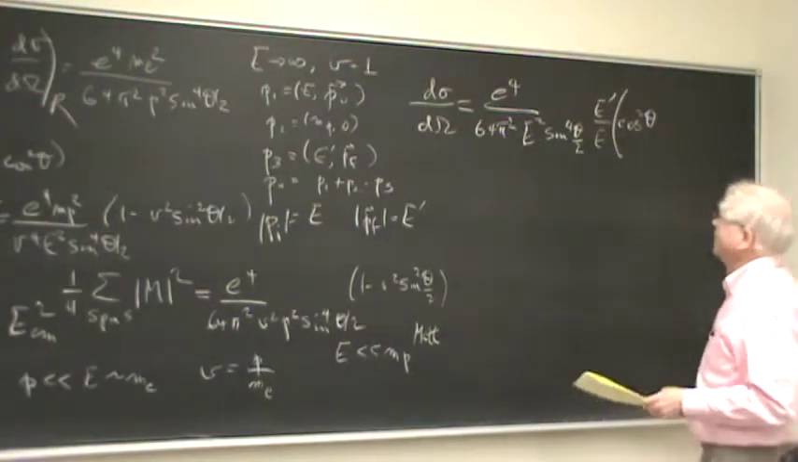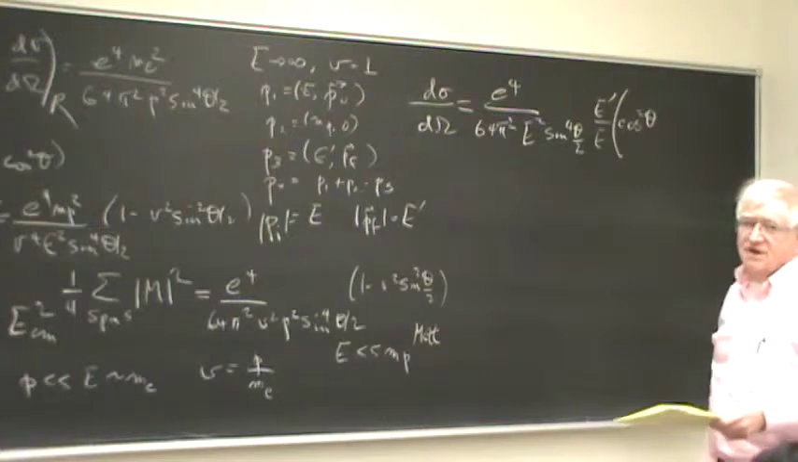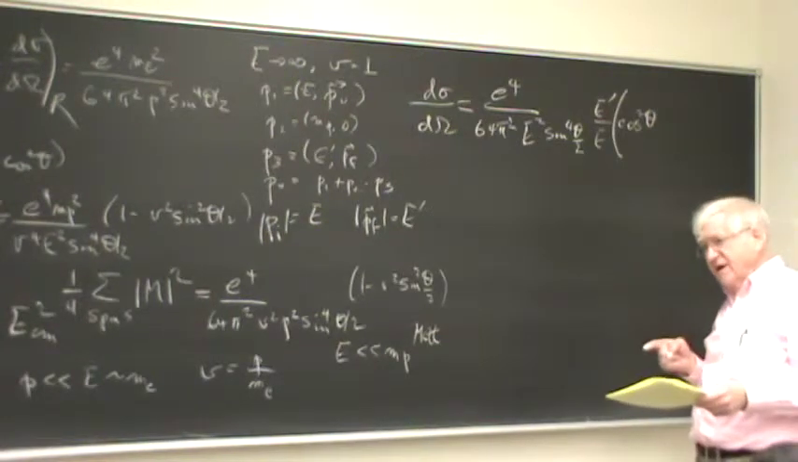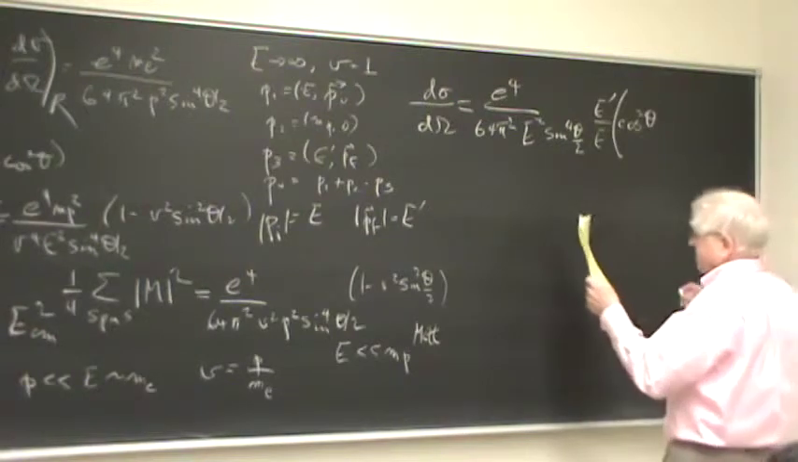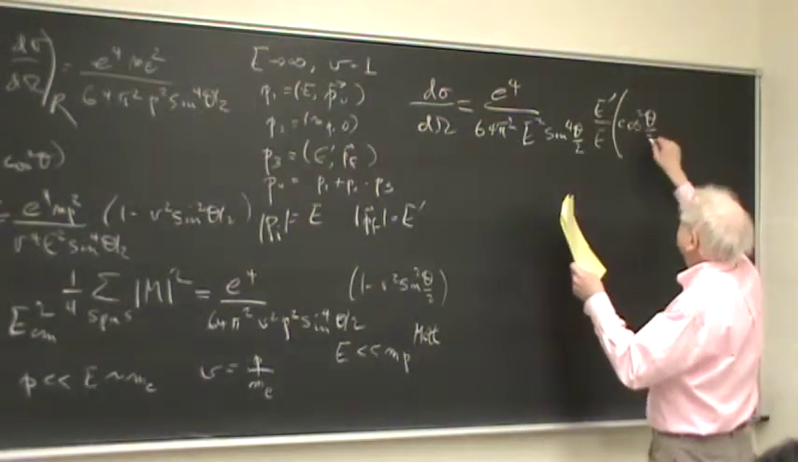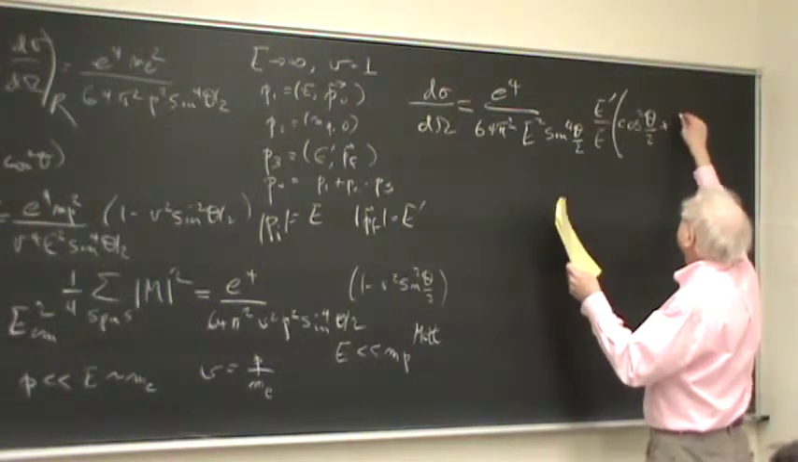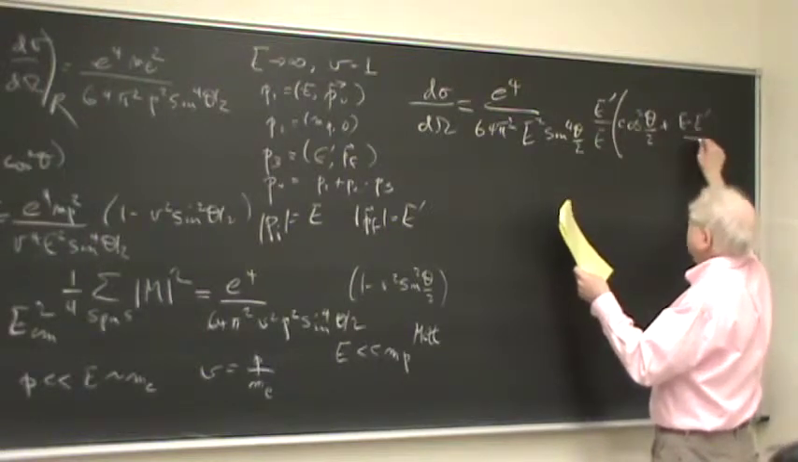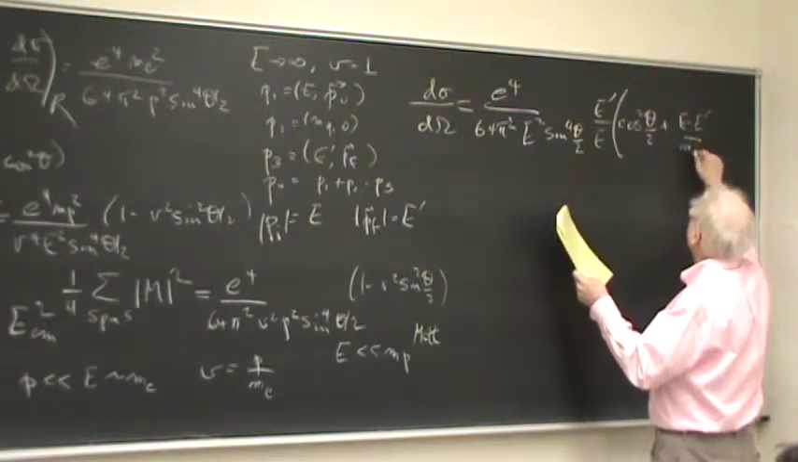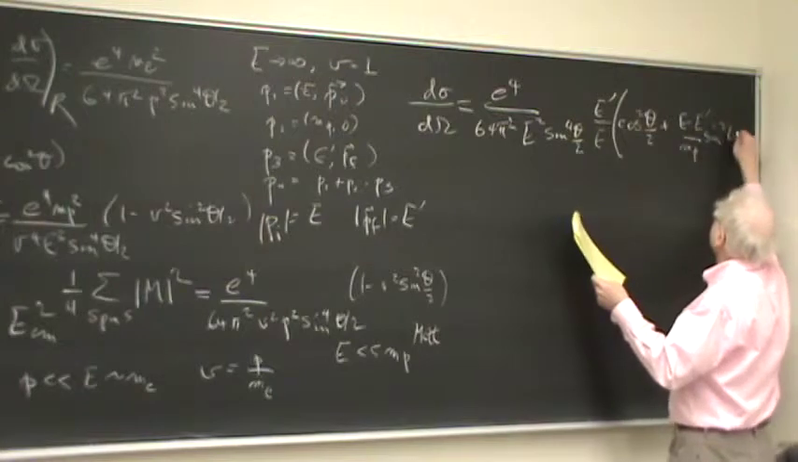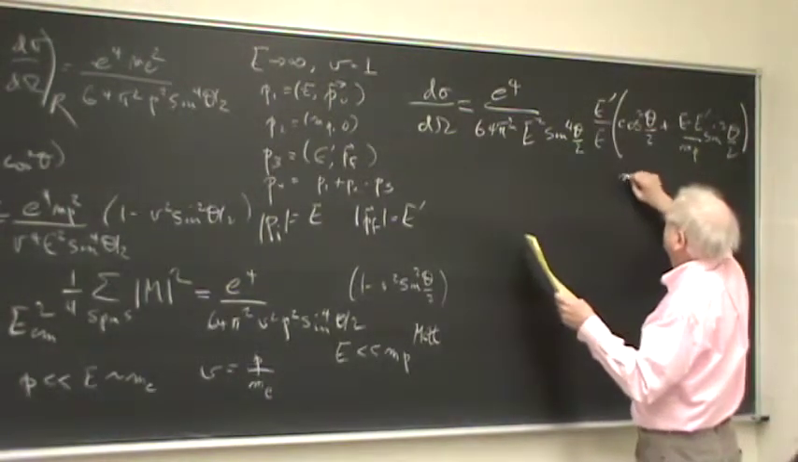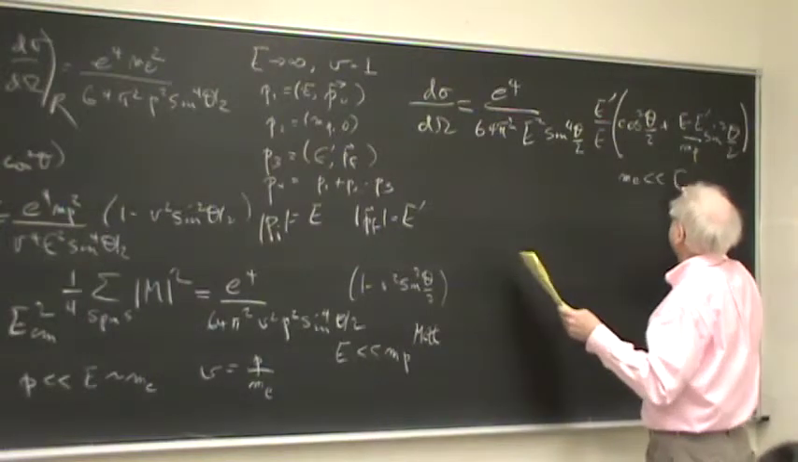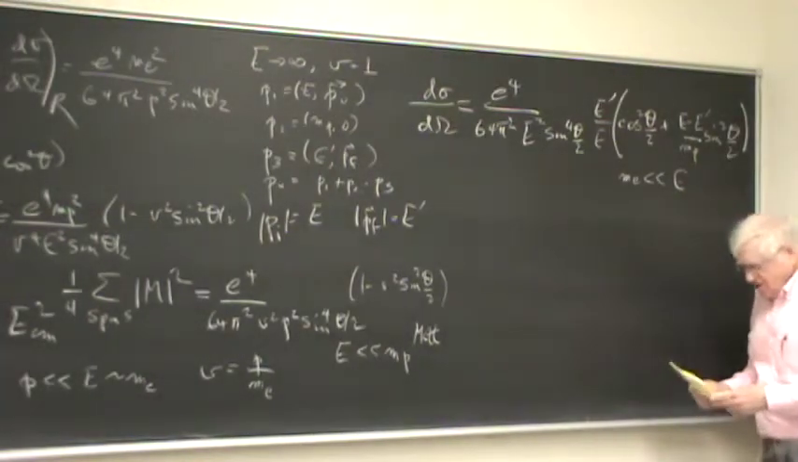And the reason why we have E prime is that now, since the electron has very high energy, there could be some recoil on the proton. So anyway, we have cosine squared theta over 2 plus E minus E prime over M proton sine squared theta over 2. Okay. And here, m_e is much less than E. So this is high energy.